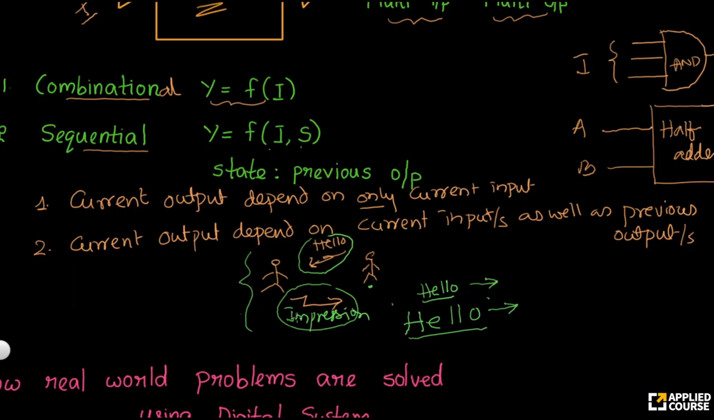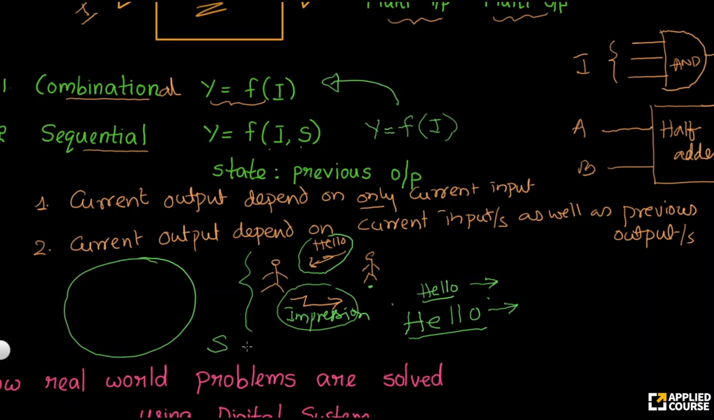Sequential behavior. And it is interesting to note that if you are able to make a sequential system whose current output is independent of the state and depends only on the inputs, then that sequential system becomes a combinational system. In other words, you consider the sequential system as the biggest set, and the combinational system is a subset. So a combinational system is a subset of a sequential system.